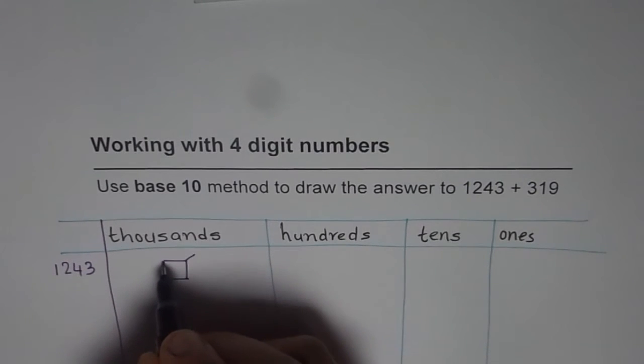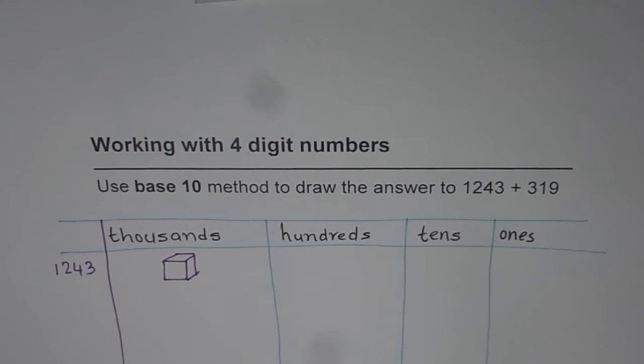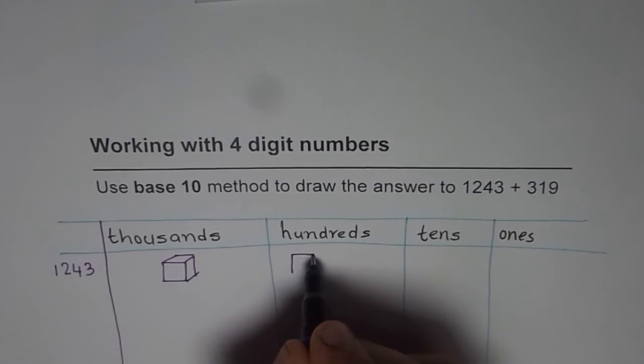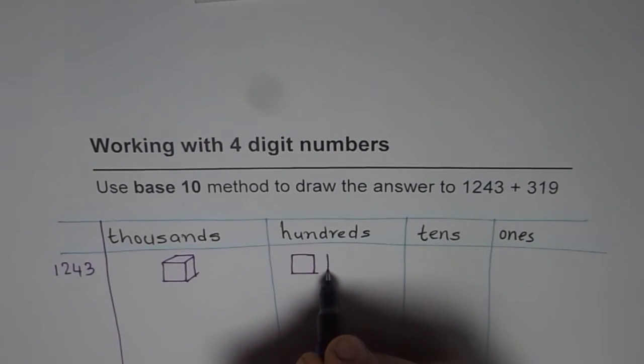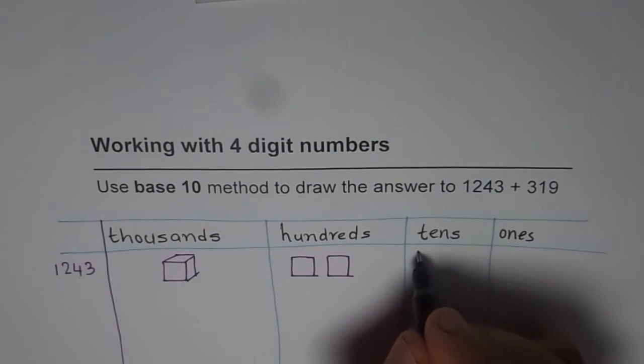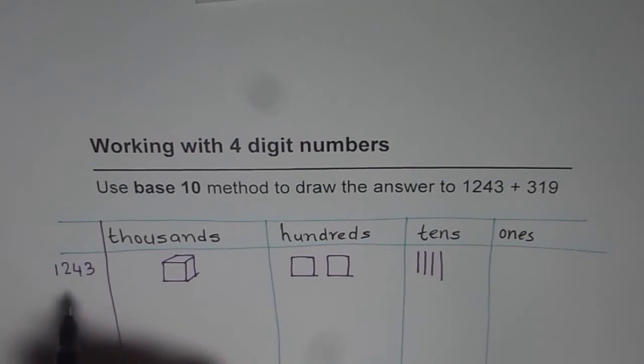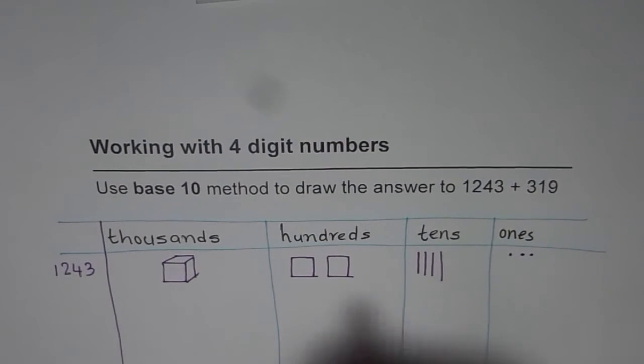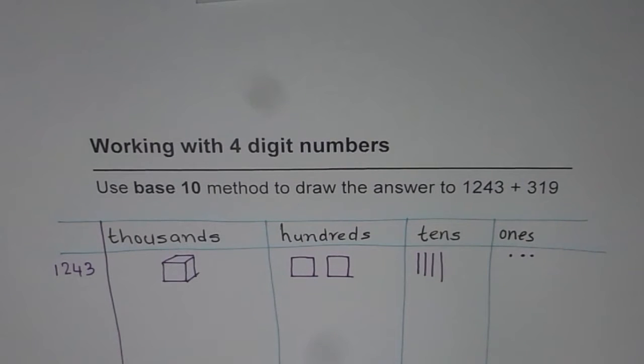So the cube could be drawn like this, right? So three sides, and then you finish it off like that. So that is 1000. 200s means squares, so two of them will mean 200. 4 tens will draw lines 1, 2, 3 and 4. 3 ones means 3 dots. So that represents 1243 in base 10 model.